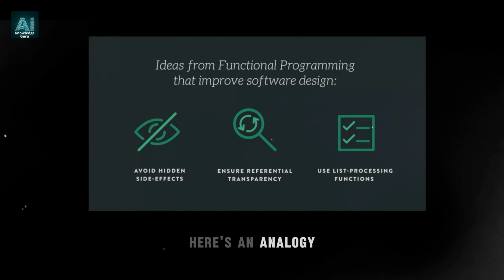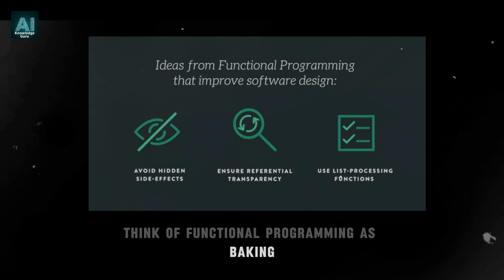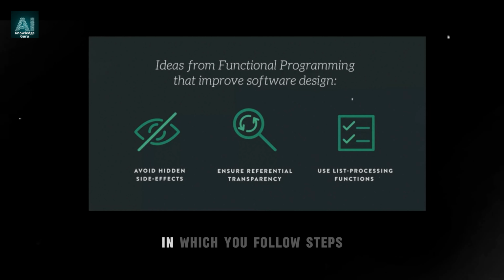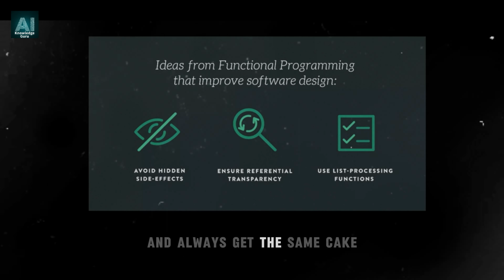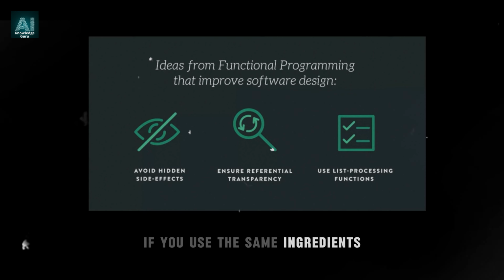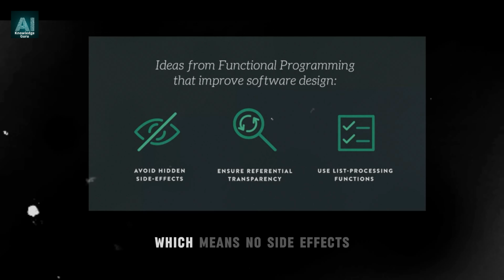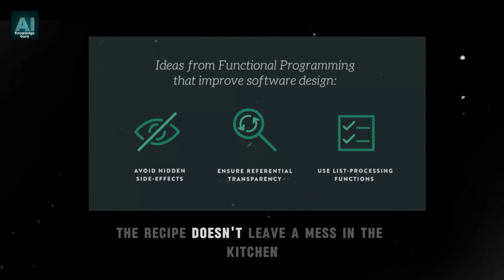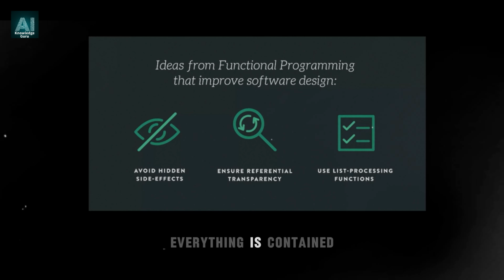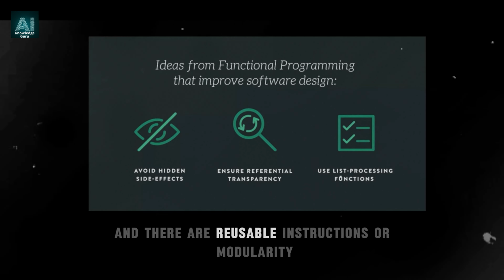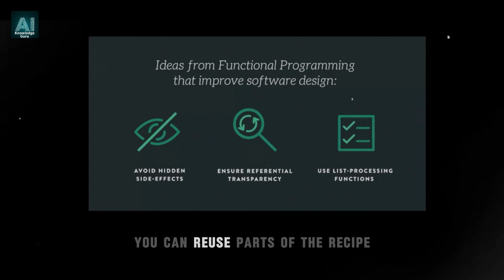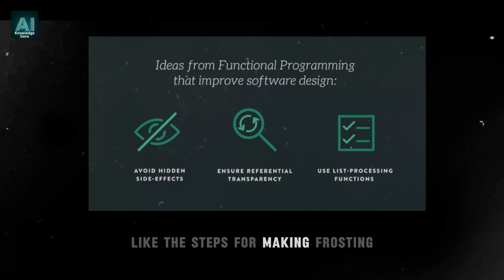Here's an analogy. Think of functional programming as baking. We have a recipe, which is a function, in which you follow steps and always get the same cake if you use the same ingredients. And there's also no leftovers, which means no side effects. The recipe doesn't leave a mess in the kitchen, everything is contained. And there are reusable instructions, or modularity. You can reuse parts of the recipe, like the steps for making frosting.